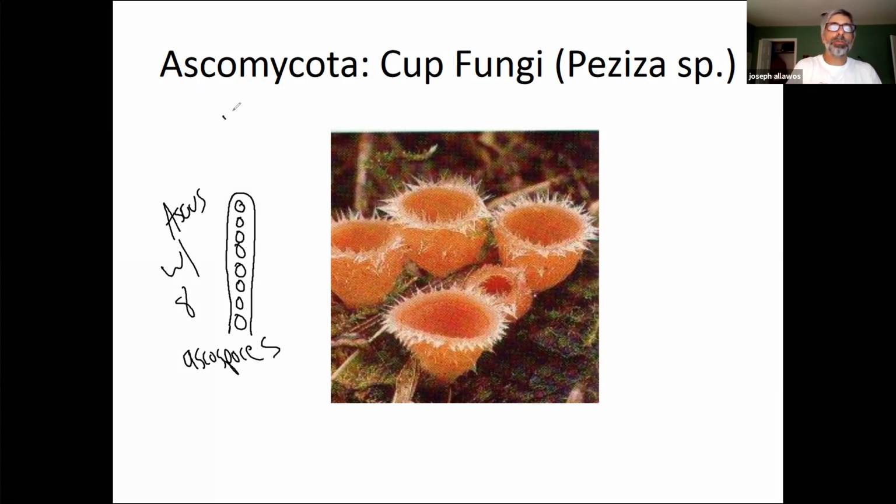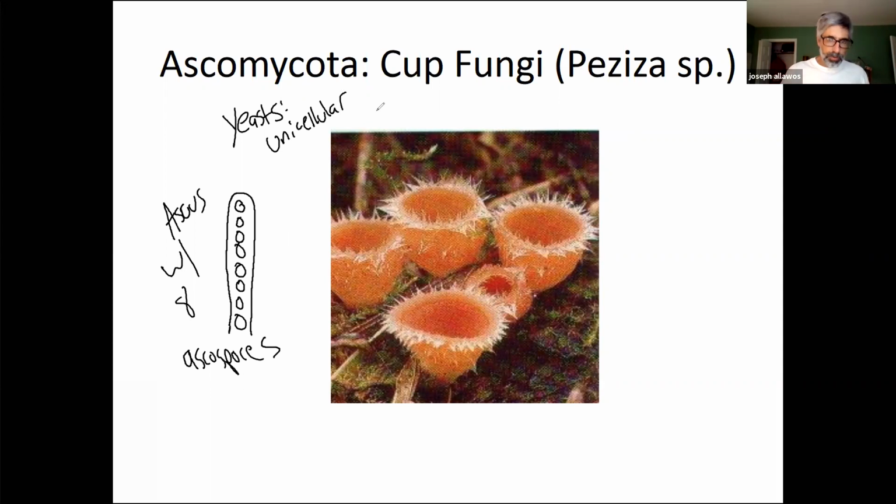The yeasts are in this group. Although they are unicellular, they do have sex. And when they have sex, they make an ascus with 8 ascospores. And so, that's why the yeasts are put in the Ascomycota.